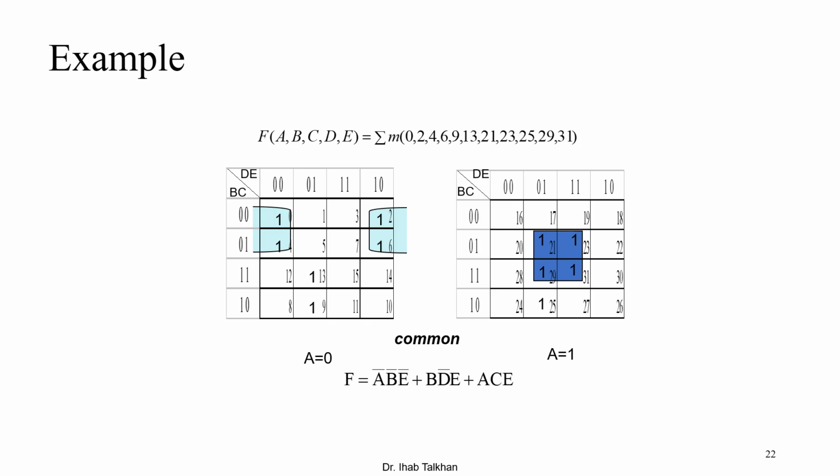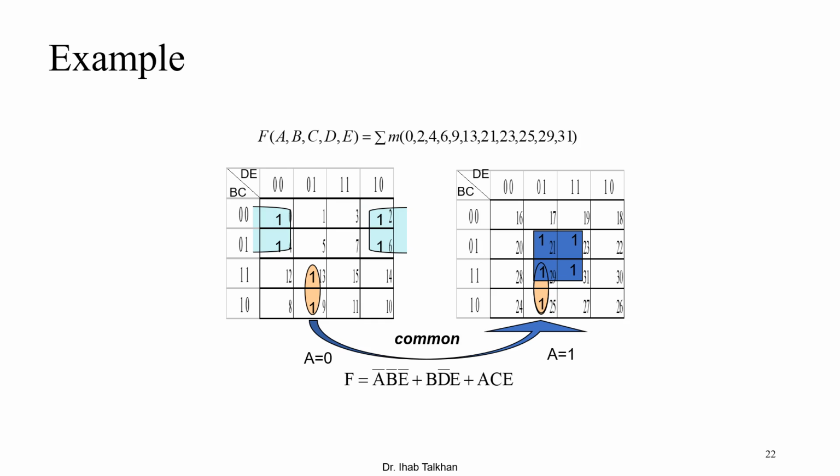Now this group here is common between the two layers. It's 13, 29, 25 and so on. As you can see, A is changing value because the group is common between the two layers. This means A equal to 0 and A equal to 1 are both involved, so we don't have to write A anymore, and the solution of this group will be B D bar E.